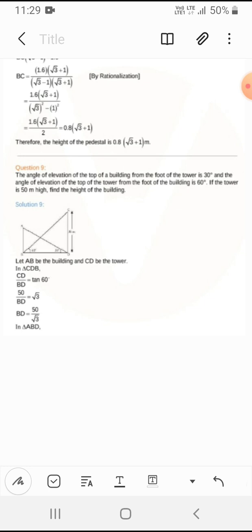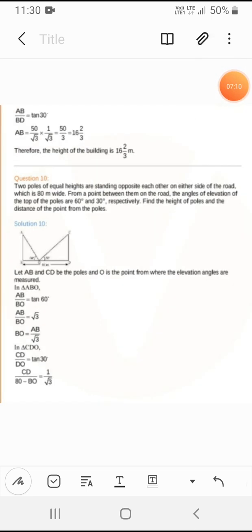So let's take CD by BD. Here CD means 50 meters, BD like that we will keep. We have to find that one. Tan 60 is equal to CD by BD, 50 by BD is equal to root 3. So BD is equal to 50 by root 3. We will keep it like that only.